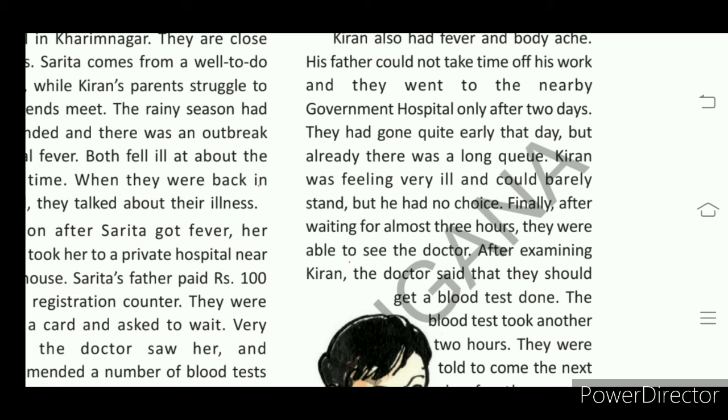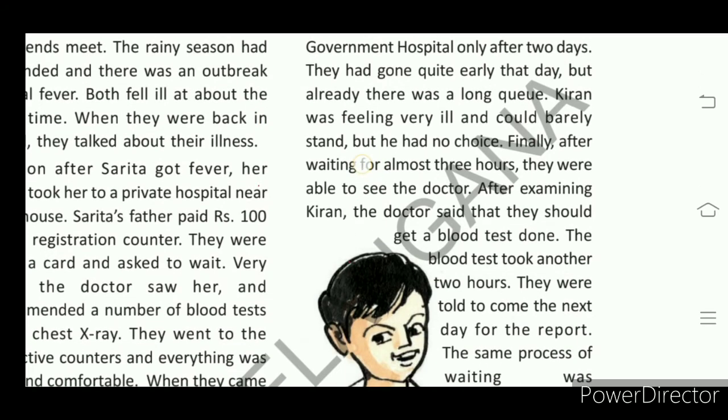So in the government hospital, Kiran observed that many people were standing in a line. That is early that day, meaning by morning 6 o'clock, maybe morning 7 o'clock. Many patients were standing in a long queue, a long line. Kiran was feeling very ill and was not able to stand there. Such energy was not there for him, but he did not have any choice if he wanted to meet the doctor.